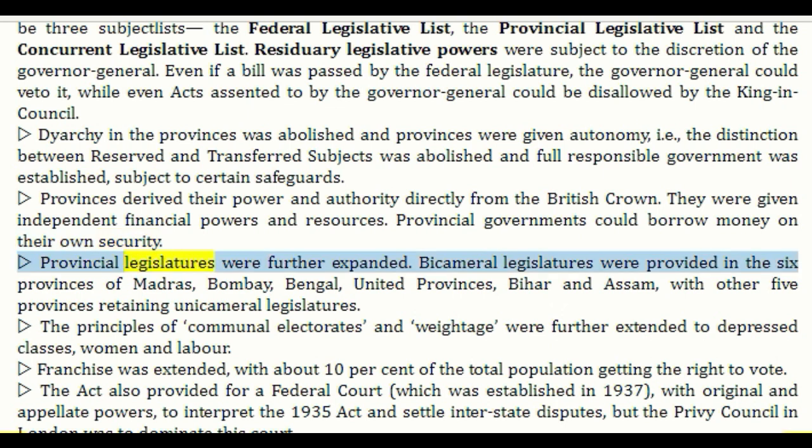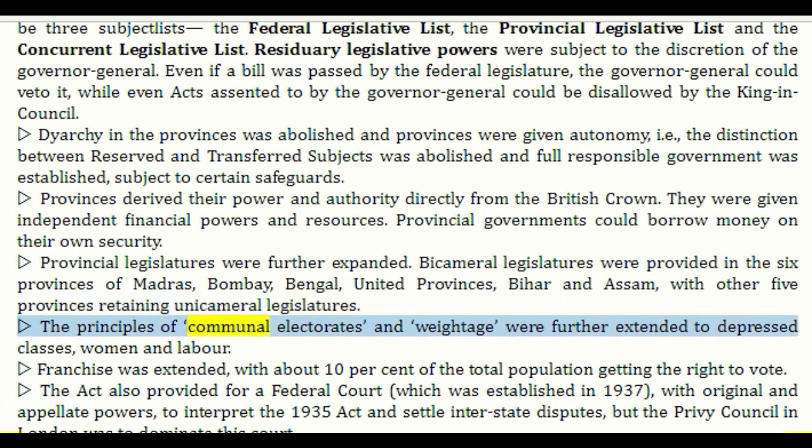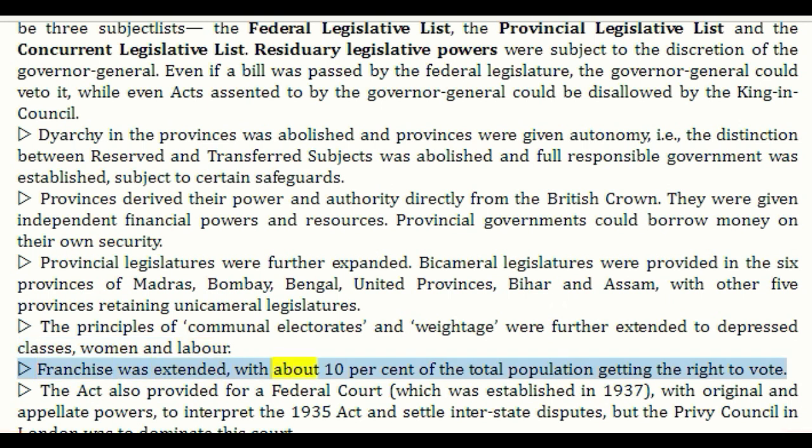Provincial legislatures were further expanded. Bicameral legislatures were provided in the 6 provinces of Madras, Bombay, Bengal, United Provinces, Bihar and Assam, with other 5 provinces retaining unicameral legislatures. The principles of communal electorates and weightage were further extended to depressed classes, women and labor. Franchise was extended, with about 10% of the total population getting the right to vote.